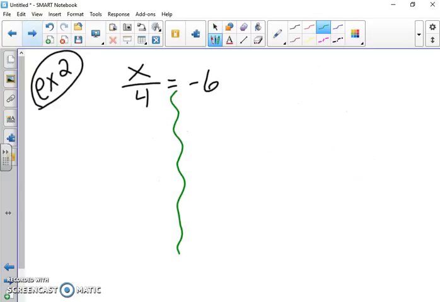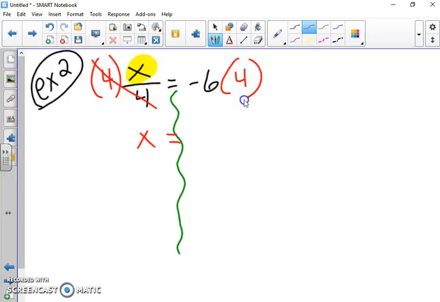All right. Once again, a fraction bar is just a fancy way of saying dividing. So here's my variable. This is x divided by 4. The opposite of dividing by 4 is multiplying by 4. Those cancel. Drop down your x. Negative 6 times 4 is a negative 24. I know because my calculator told me so.